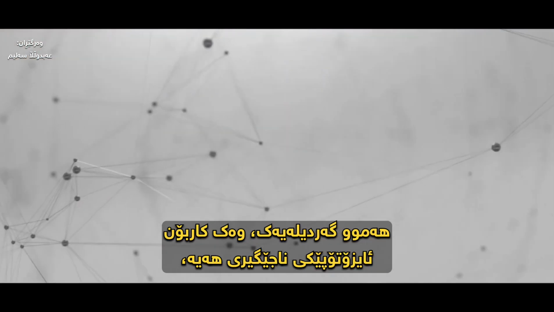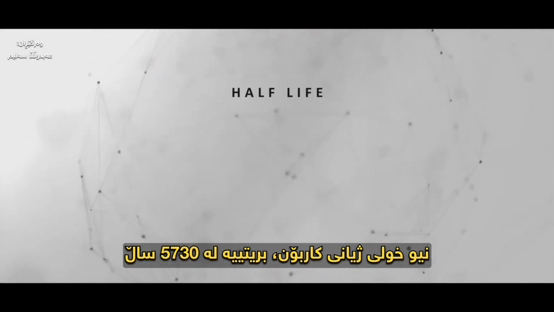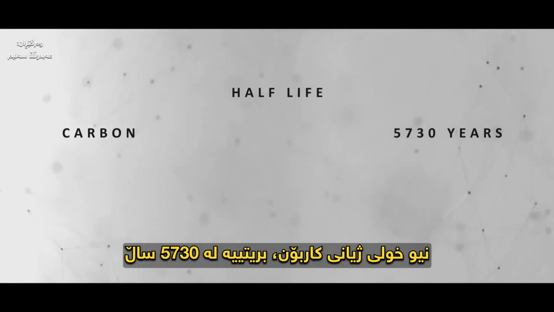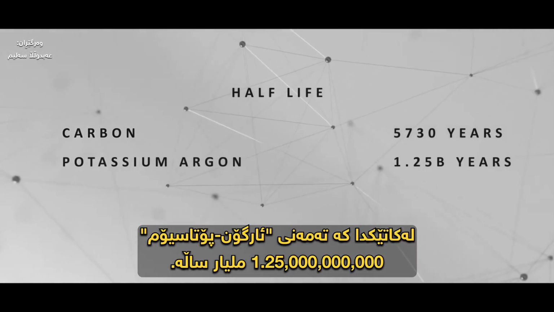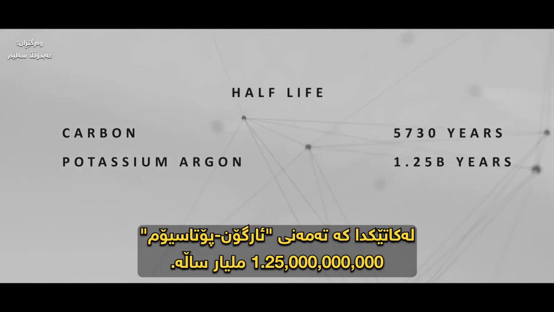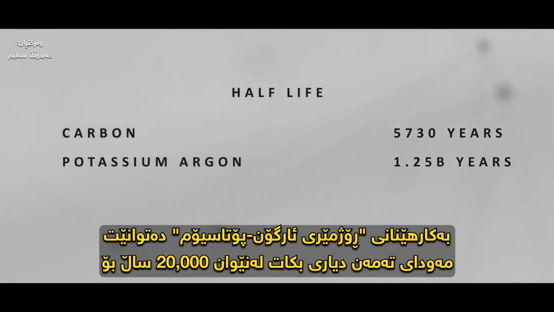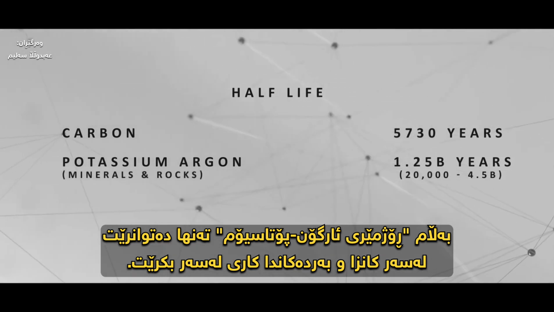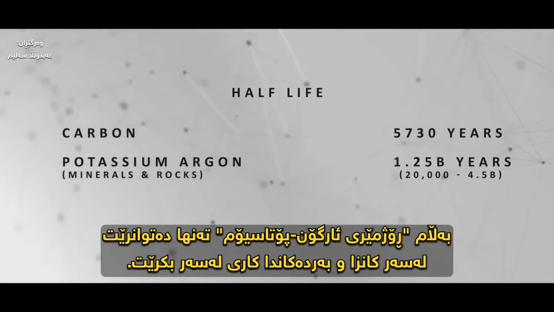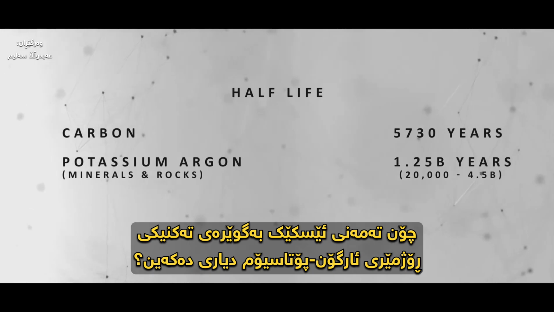Well, every atom has unstable isotopes just like carbon. The half-life of carbon is just 5,730 years, whereas the half-life of potassium-argon is 1.25 billion years. Using potassium-argon dating, we could determine the age range from 20,000 years to 4.5 billion years. But potassium-argon dating can be used only in minerals and rocks. How do we determine the age of bone using potassium-argon dating?